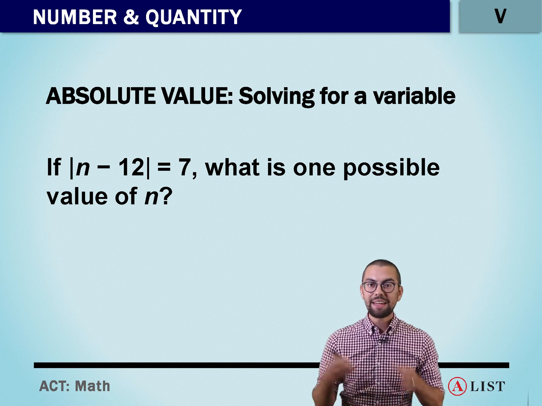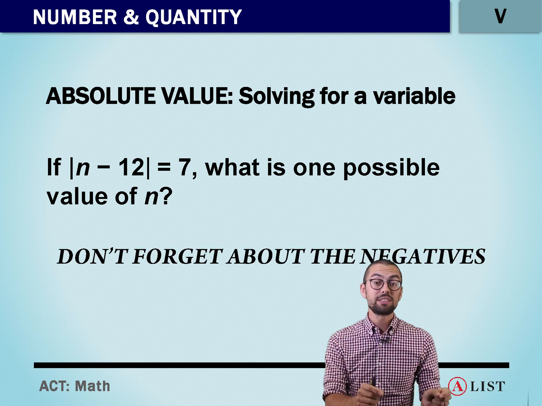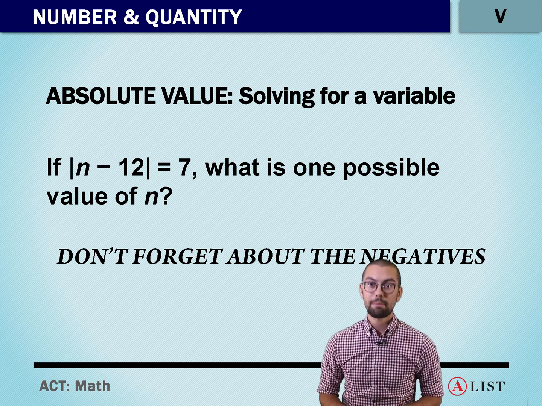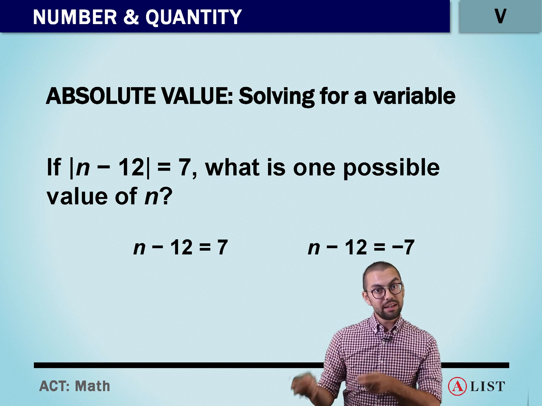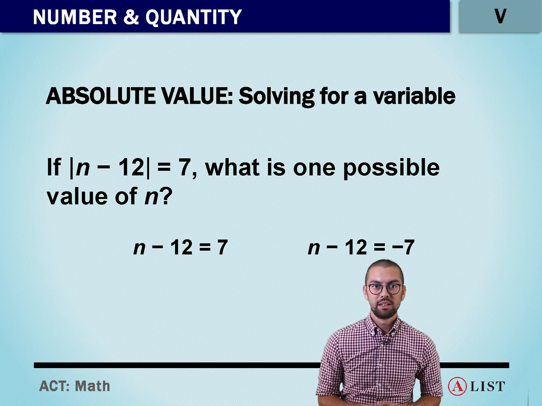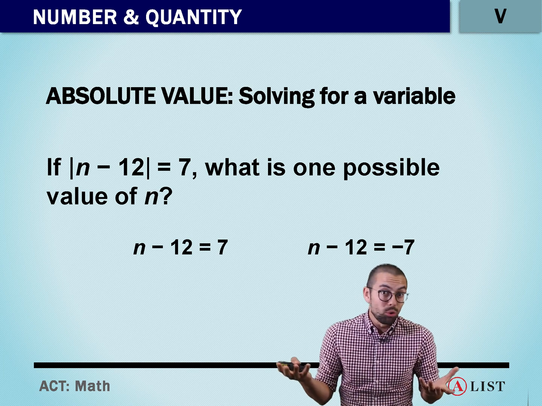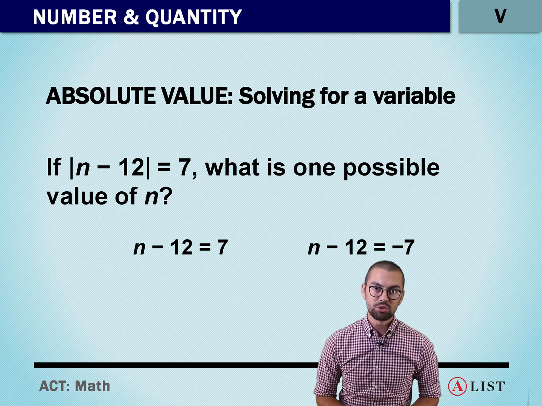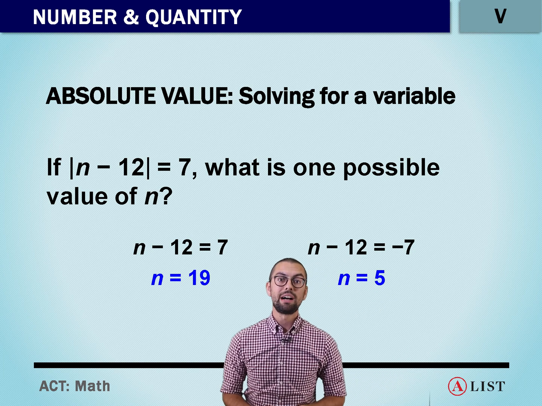But in order to get that, we have to remember what's inside those absolute values may be positive or negative. So really, in this case, we end up with two separate equations. We could have n minus 12 equal to positive 7, or we could have n minus 12 equal to negative 7. So we write down both of those equations and then we solve them like we would normally solve an equation. Add 12 to both sides, that will give us our two solutions. So we'll end up with n equals 19 and n equals positive 5.